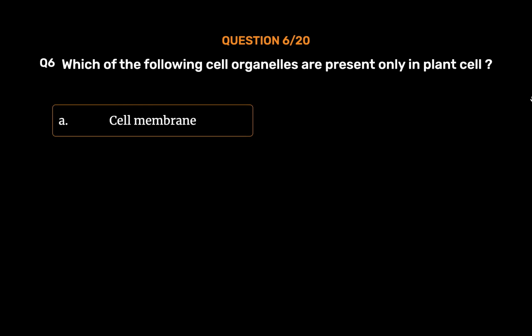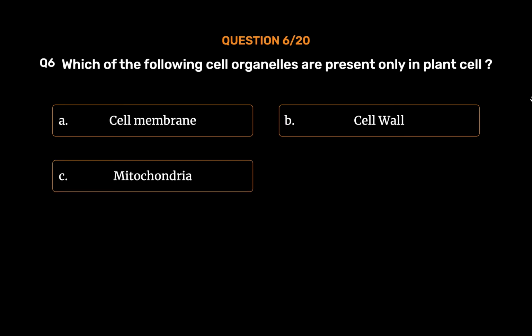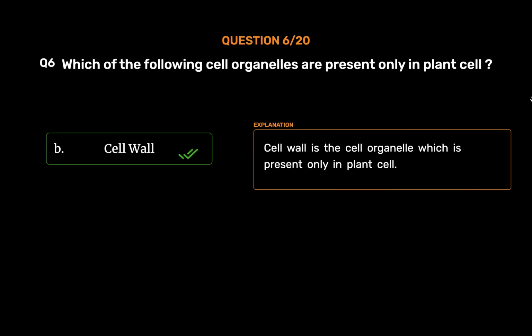Question number 6. Which of the following cell organelles are present only in plant cell? Option A. Cell membrane. Option B. Cell wall. Option C. Mitochondria. Option D. Lysosomes. The correct answer is Option B. Cell wall. Cell wall is the cell organelle which is present only in plant cell.